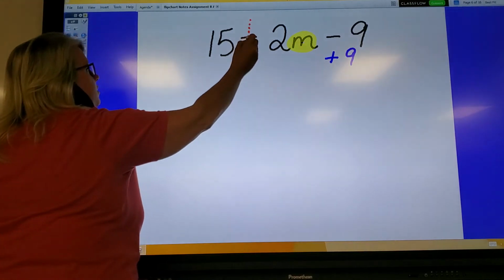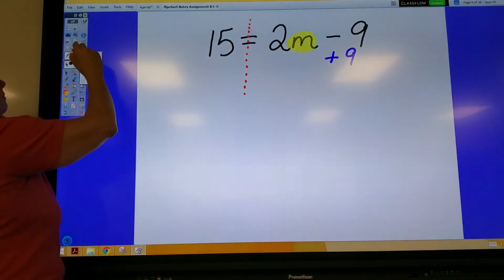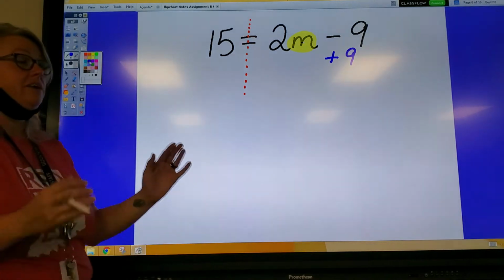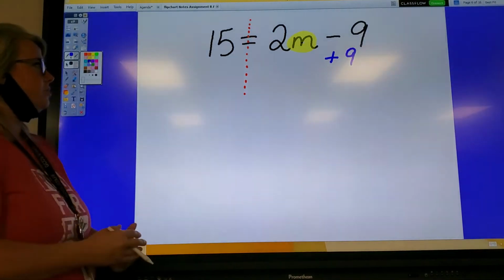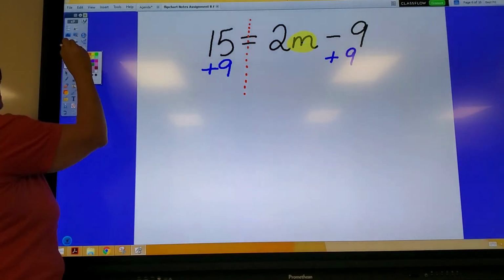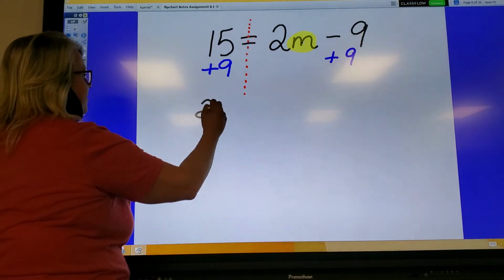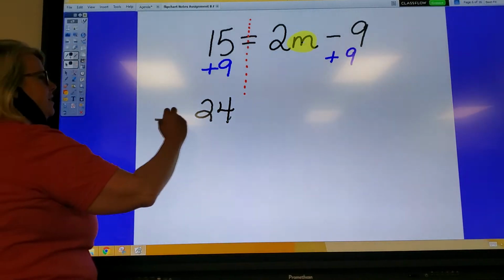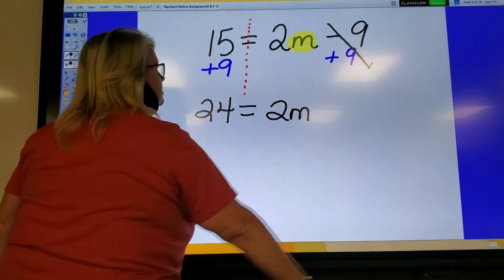Sometimes people like to put in a barrier for themselves. I don't think probably many of you would need to do that, but if you find yourself having trouble keeping organized, that's a strategy that you could use, okay? So what is 15 plus 9? 24. 24, okay, I like that answer. And then we have 2m, and this is gone.